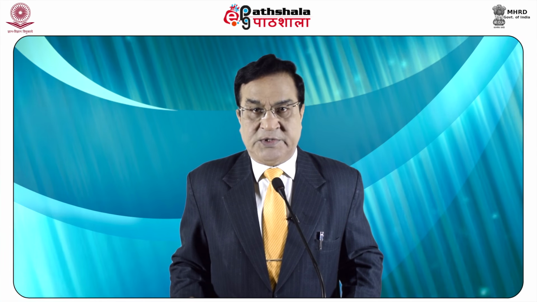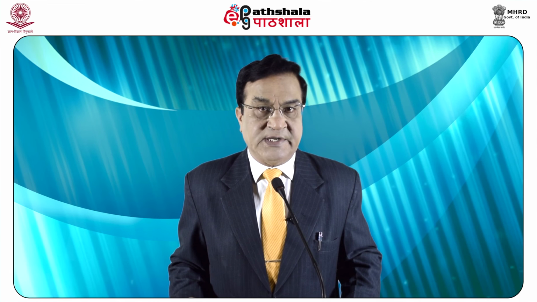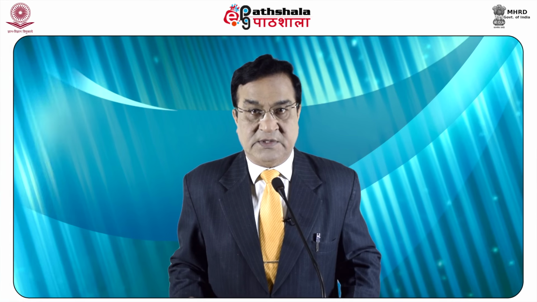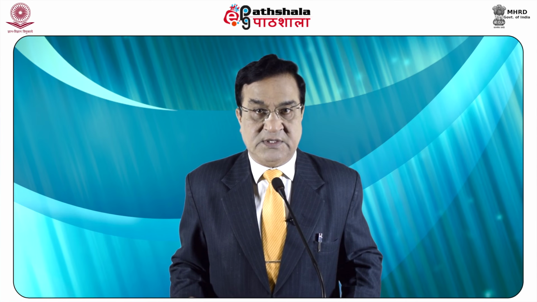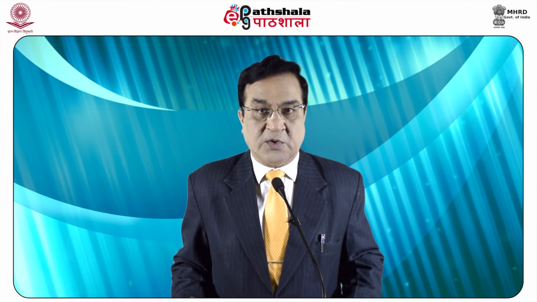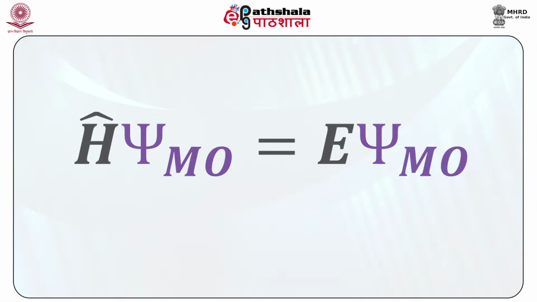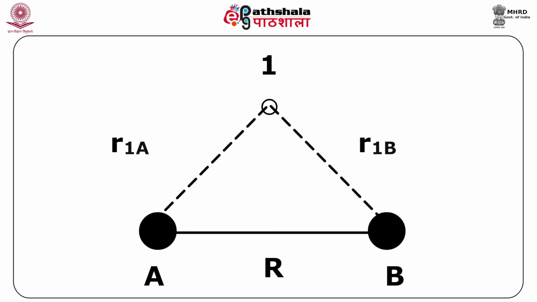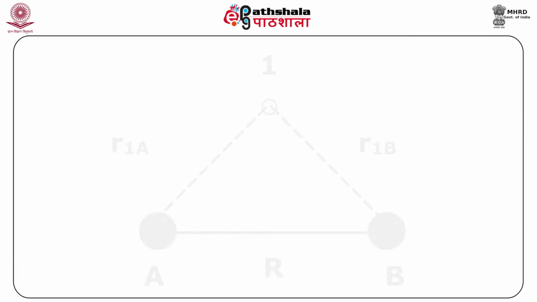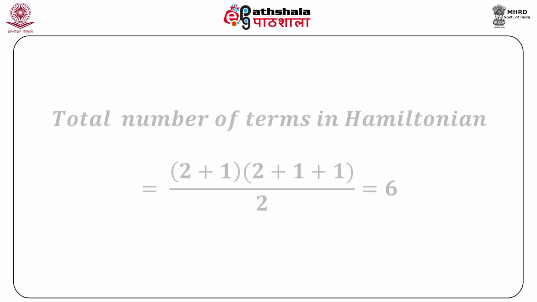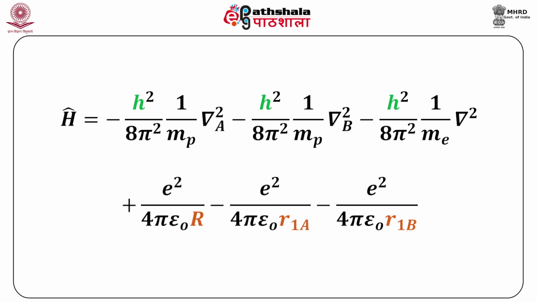Now in this module today, we will study the molecular orbital treatment of the hydrogen molecule ion, that is H2+. So it has two atoms but only one electron. The first thing to start with would be how to write the Schrödinger equation for H2+. As you know, there are two nuclei and one electron, so the total number of terms in the Hamiltonian would be 6. The corresponding Hamiltonian for H2+ would be as shown here.